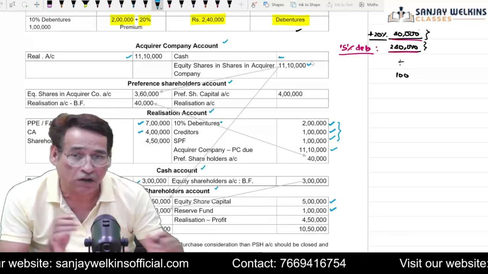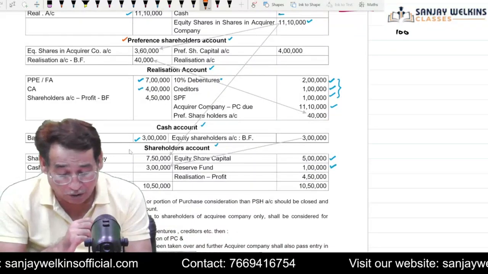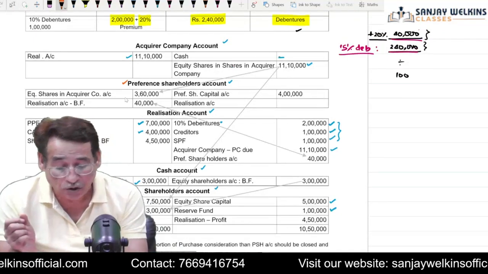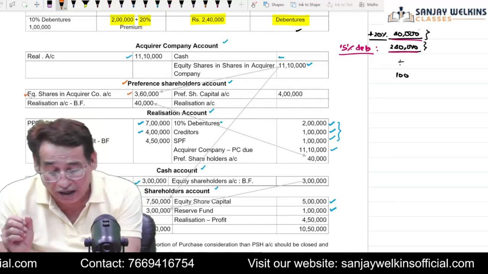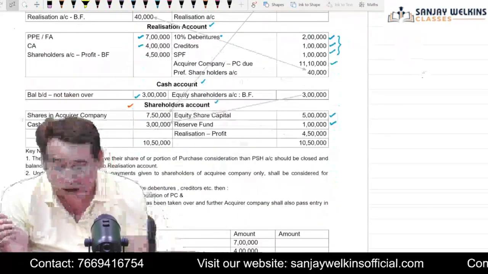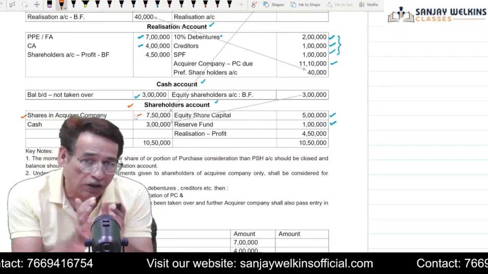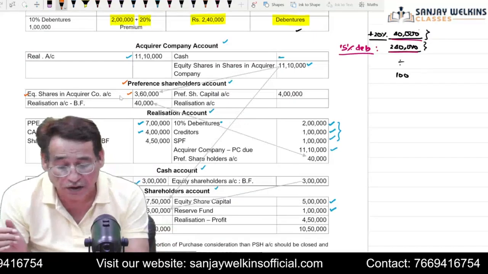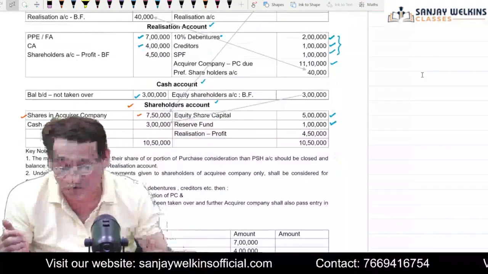But this time I have to be careful because we are preparing the preference shareholder account and the equity shareholder account. See here, out of 11,10,000 worth of equity shares, actually 3,60,000 worth of equity shares are being given to the preference shareholders. So that is why I am writing on the debit side of preference shareholders, shares in acquirer company. Similarly, equity shareholders are receiving shares equal to 7,50,000. Whatever shares of the purchasing company are received by preference shareholders will find place on the debit side of preference shareholders, and whatever portion of the purchase consideration is received by equity shareholders will find place on the debit side of equity shareholders.